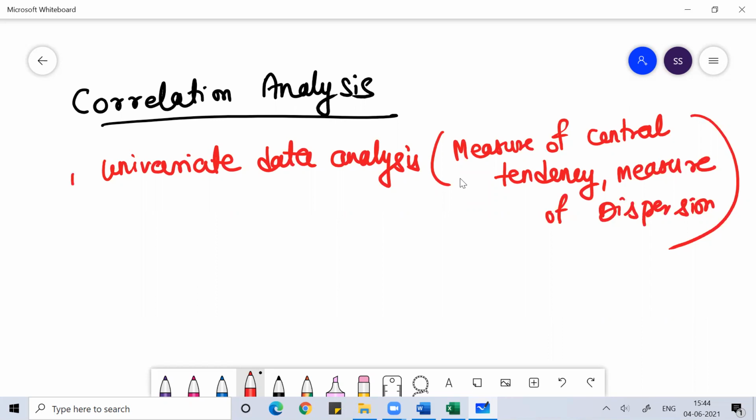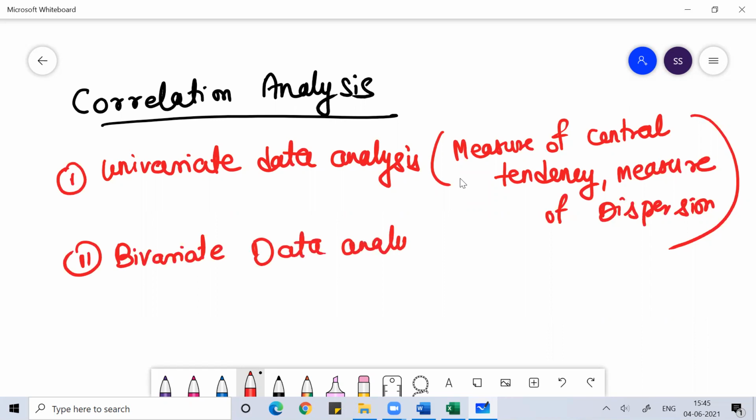Now it's time to study bivariate data analysis. In bivariate data analysis, we'll consider two variables. Here, let the two variables be x and y. We try to find the relation between the two variables. That is what we call bivariate data analysis, where we talk about two variables and try to find some significant relation between them.